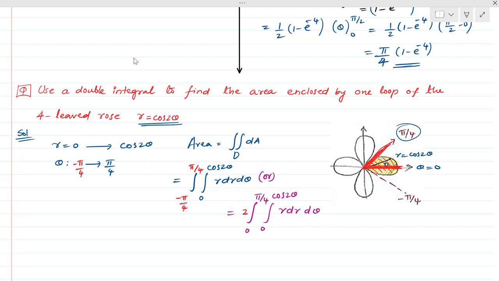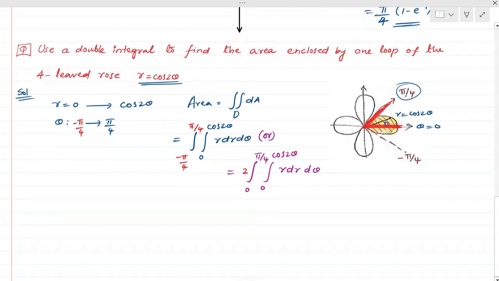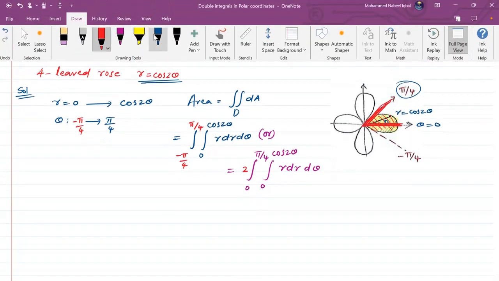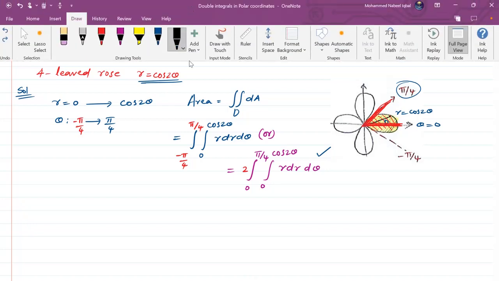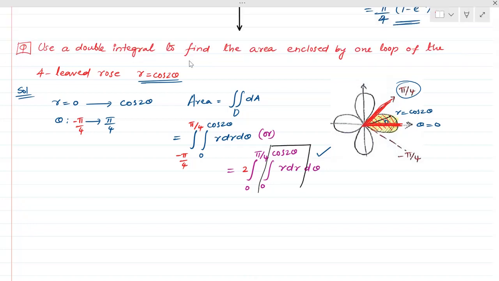Now integrate this one and simplify. By the way, the answer will be the same whether you use this one or that one. So what is the integration here? We will use the same technique. I will use the innermost integral first and then evaluate. So it is r square over 2, from 0 to cosine 2 theta. So 1 over 2 cosine square 2 theta.